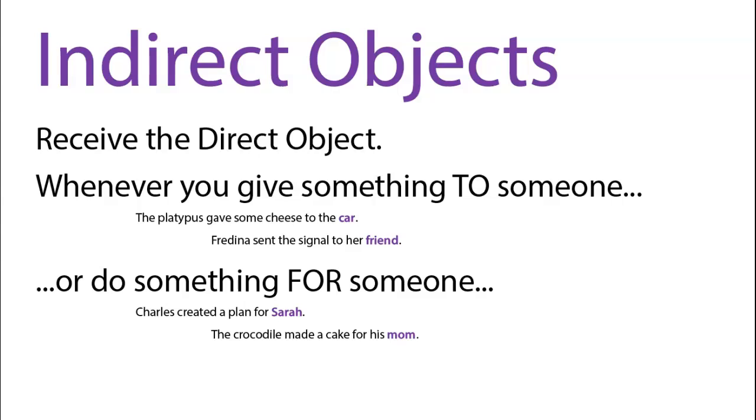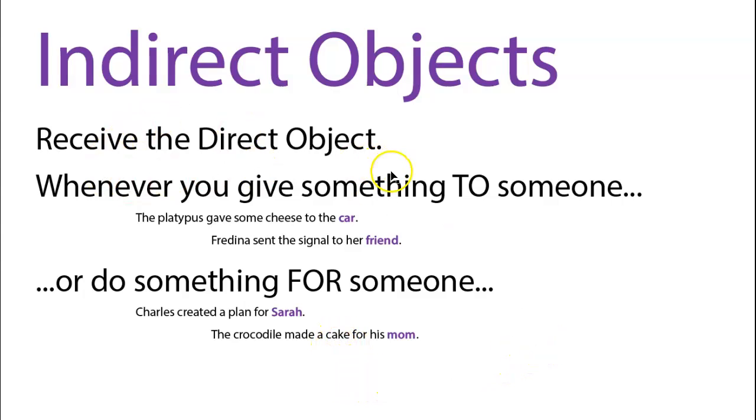Or, the crocodile made a cake for his mom. The crocodile is our subject, made is our verb, the cake is the thing that was made, so cake is the direct object, and then the thing that's going to be receiving that direct object, receiving that cake, is the crocodile's mom. So, his mom becomes our indirect object, receiving the direct object, which is cake here.